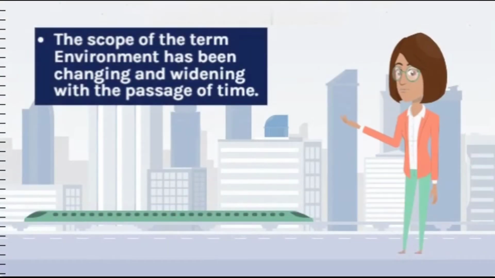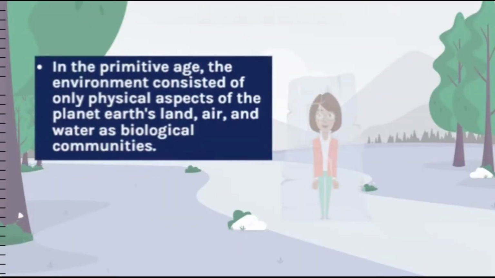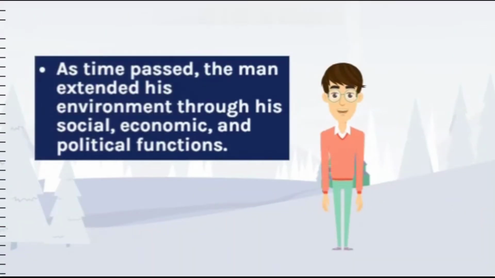The scope of the term environment has been changing and widening with the passage of time. In the primitive age, the environment consisted of only physical aspects of the planet Earth: land, air, and water, as well as biological communities. As time passed, man extended his environment through his social, economic, and political functions.